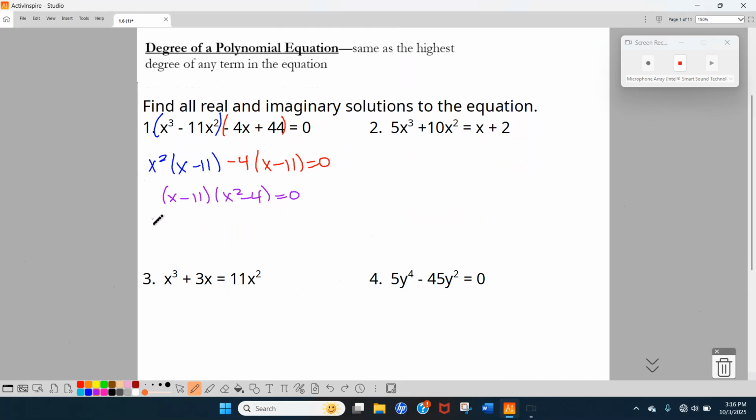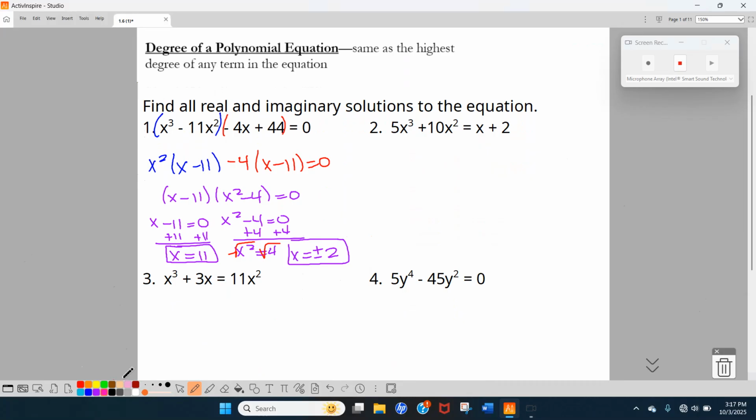So we have x minus 11 is equal to 0. I know how to solve a quadratic, so I can just set this equal to 0. So we get that x is 11. We get that x is, once we take the square root of both sides, plus or minus 2. So positive 2, negative 2, and 11. Those are our 3 solutions.